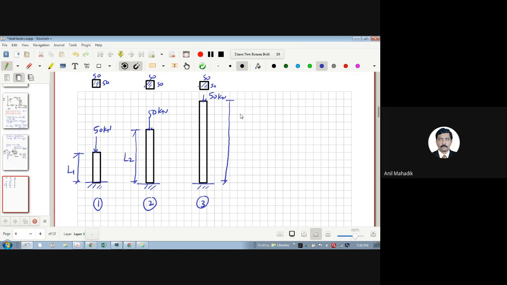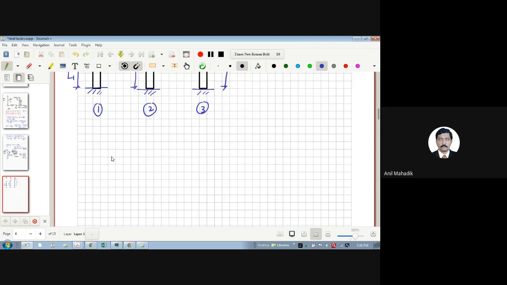As the length increases, the buckling will be more, and due to that, the capacity of this third bar will be less. So this is one of the criteria of buckling. Buckling depends on the length. If the length is more, capacity is less. If the length is less, capacity is more for the same forces and cross-sectional area.